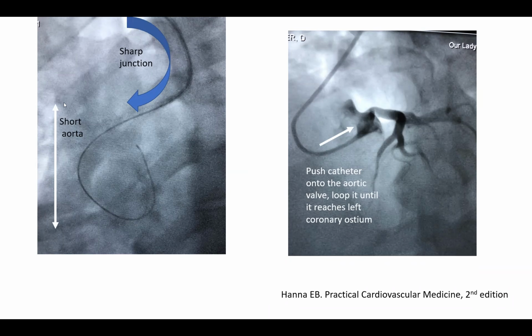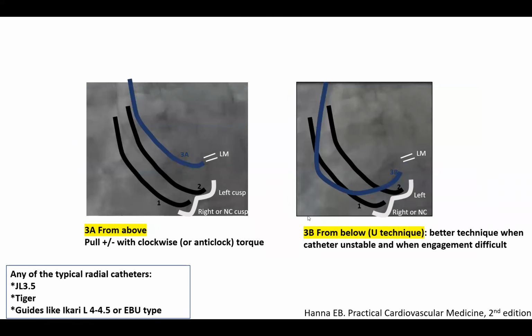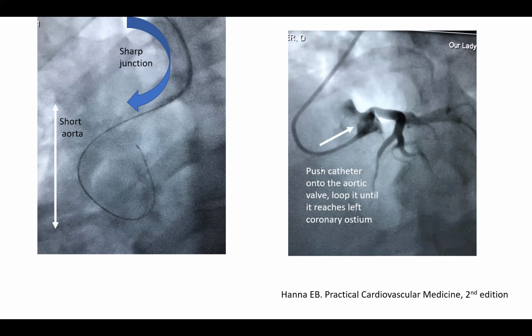Another thing is how tall that ascending aorta is, the distance between the arch and the sinuses of Valsalva. So this is a difficult case. Whenever you have a difficult case, the catheter will tend to fly out. Each time you try to get it down, it will want to fly out, because the catheter is under too much tension. So the best technique in those cases is 3B, the U technique, engaging from below.